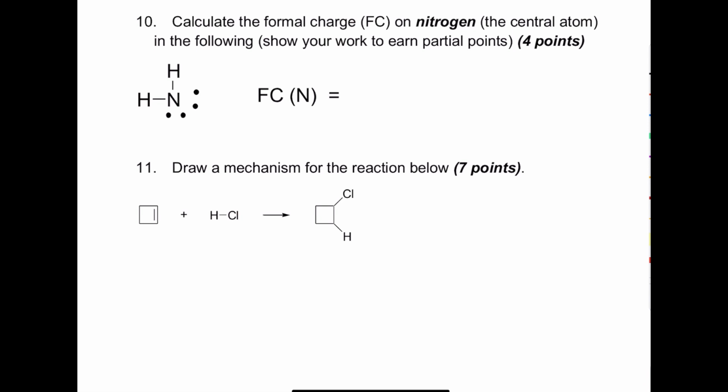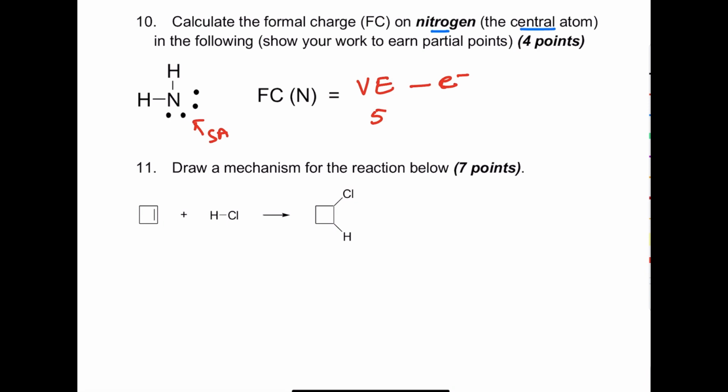Question number 10. Calculate the formal charge on nitrogen, nitrogen being the central atom in this structure here. There are various methods that you can use to calculate a formal charge. The easiest one is formal charge equals valence electrons, that means the number of valence electrons of that atom on the periodic table. Because nitrogen is in group 5A, we expect it to have 5 electrons. So valence electrons minus the number of electrons present in this structure around nitrogen.